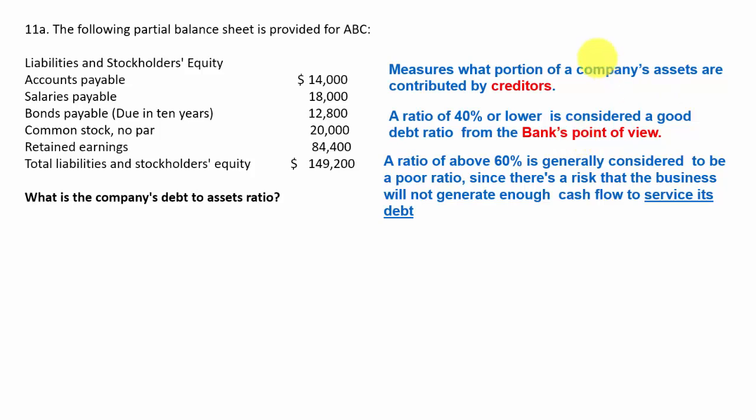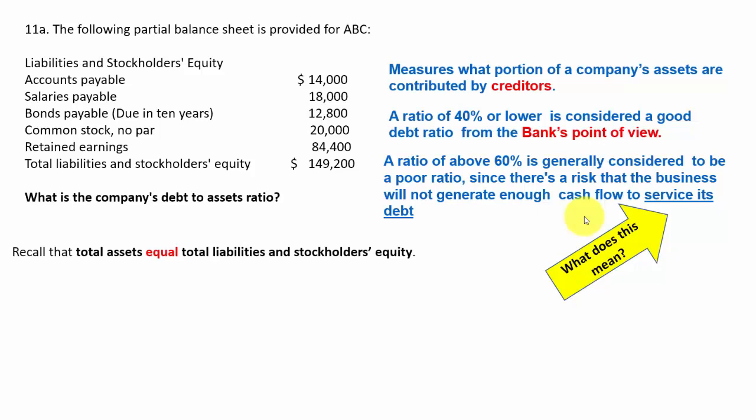A ratio of 60% is generally considered to be a poor ratio, since there's a risk that the business will not generate enough cash flow to service its debt. So you can kind of see what we're looking at here. So let's see what this ratio is. What does this mean, service its debt? It just means make the interest payment.